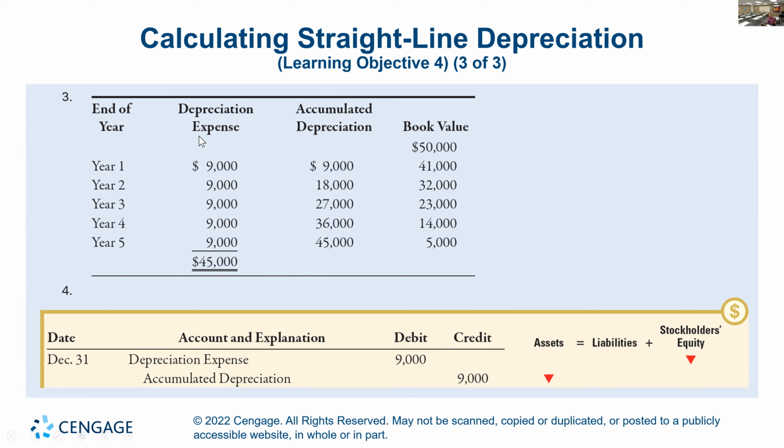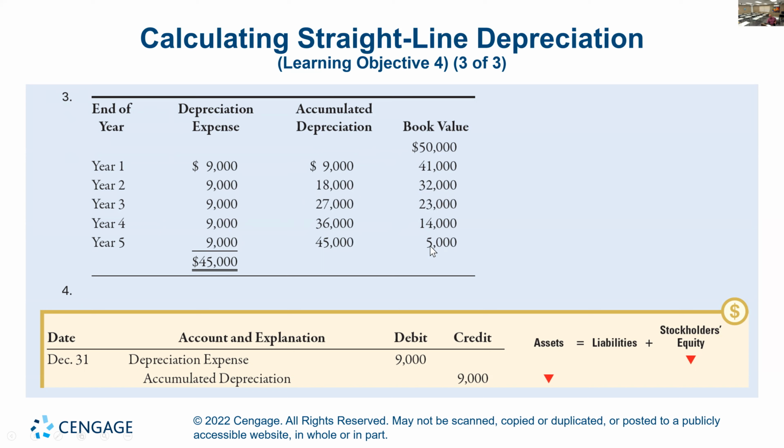Here is what is called an amortization table or depreciation table. We started with our book value of $50,000. Our depreciation expense was $9,000. Accumulated depreciation was $9,000. So our book value at the end of year 1 was $41,000. In year 2, we would do another $9,000 of depreciation expense. As you can see, the accumulated depreciation keeps totaling up, and now we have a book value of $32,000. We do that for 5 years.